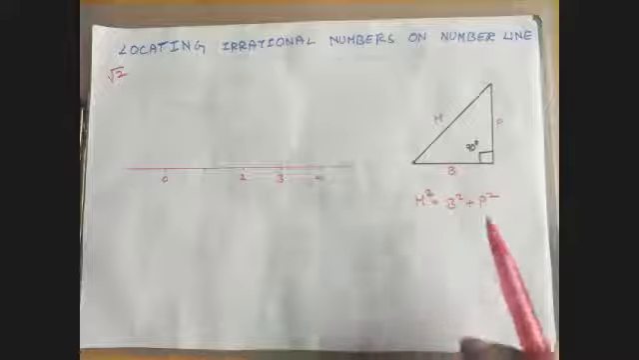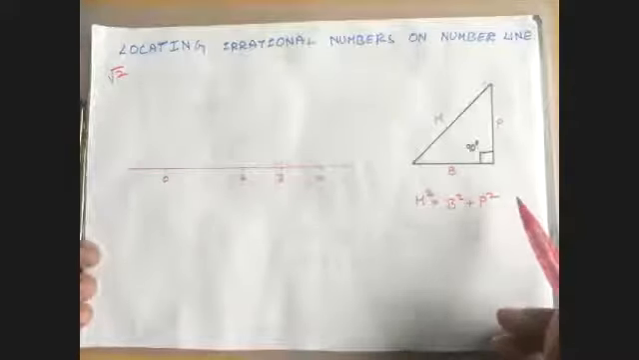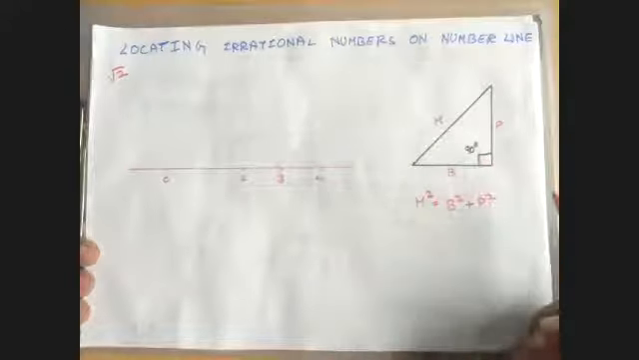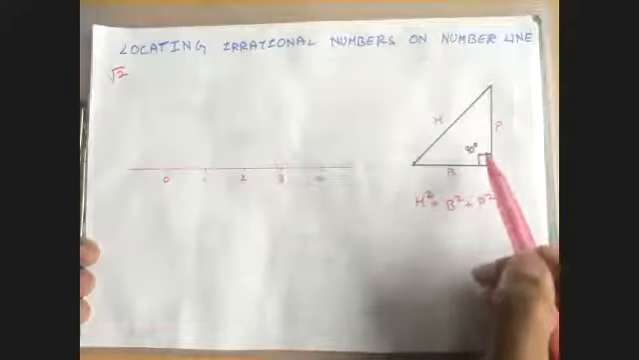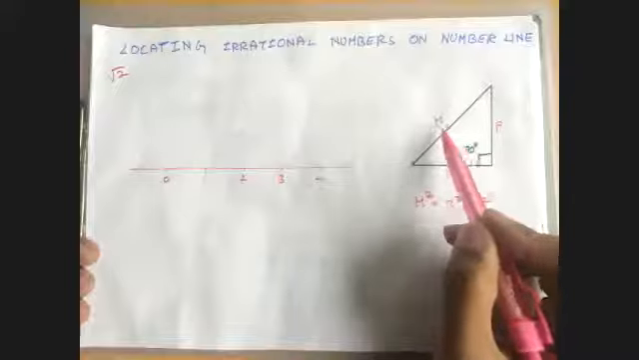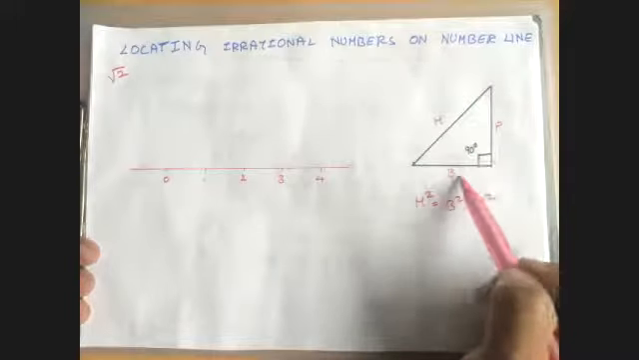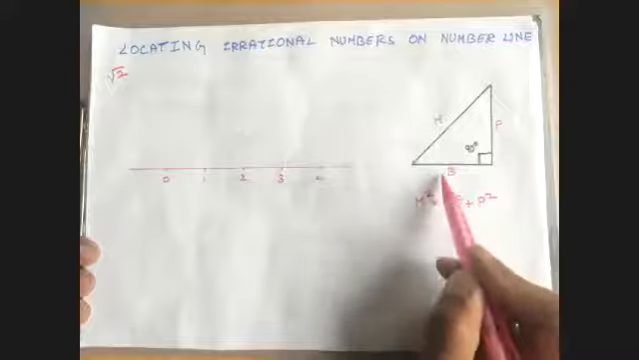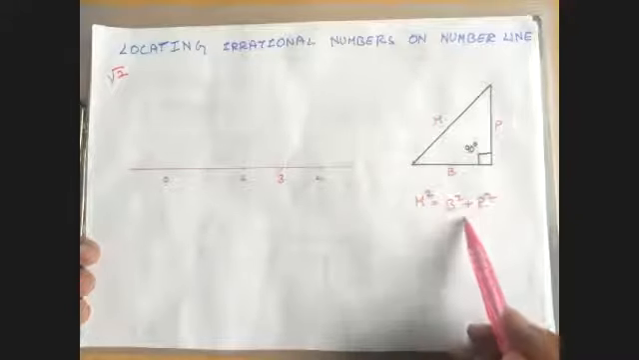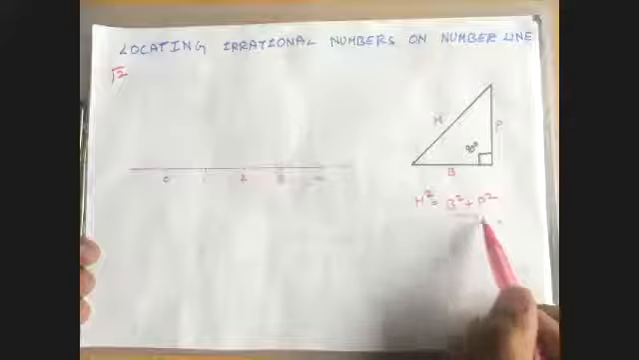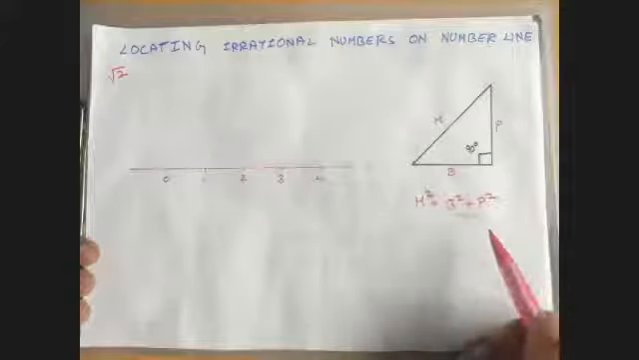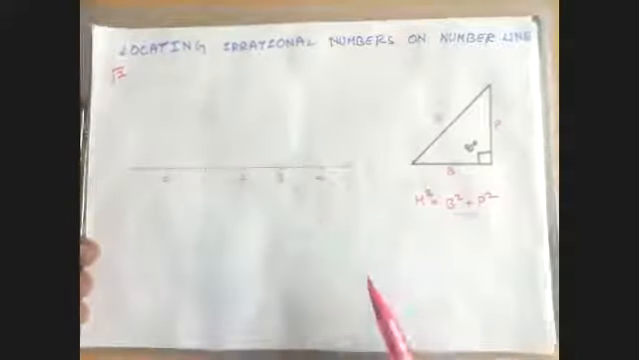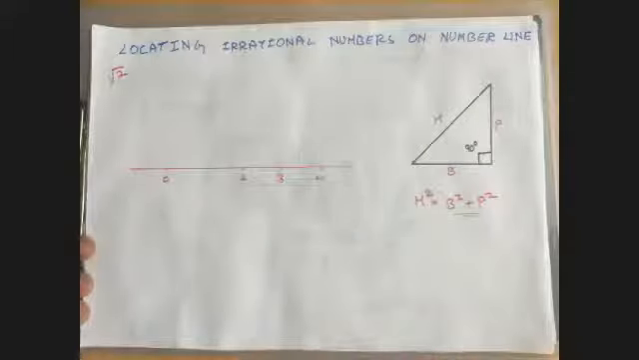Before that, let us have a look at the Pythagoras theorem. Let us revise it. We know that in a right angle triangle with angle 90 degrees, this is the hypotenuse, perpendicular, and base. We know that hypotenuse square is equal to the sum of base square plus perpendicular square. So this is the Pythagoras theorem, as you all remember. Using this, let us locate root 2 in this example. So how do we start?